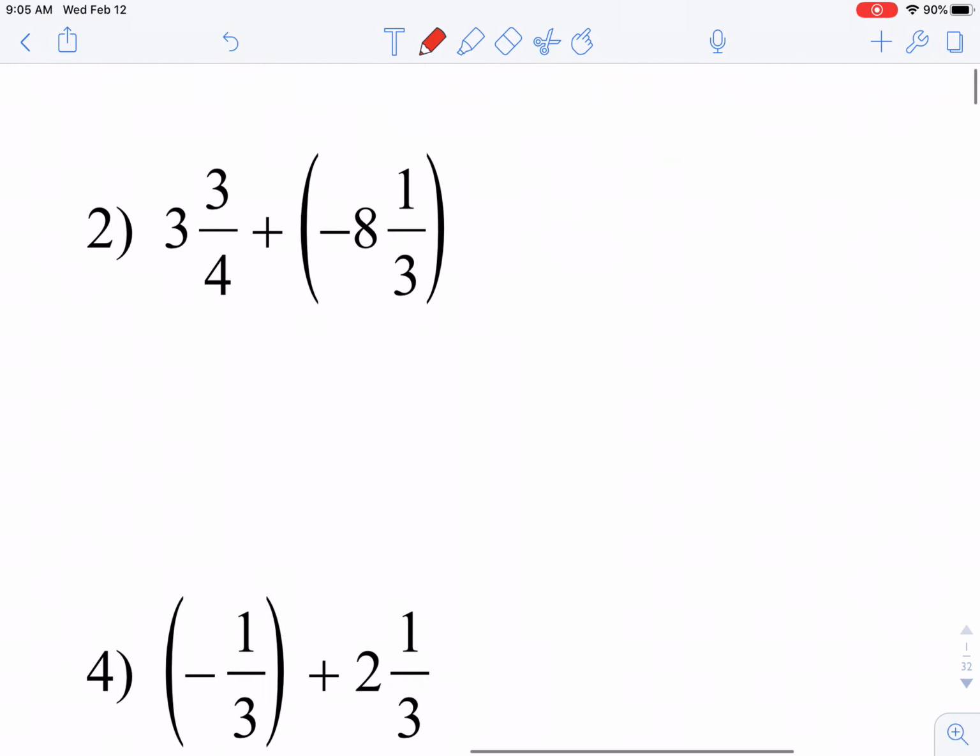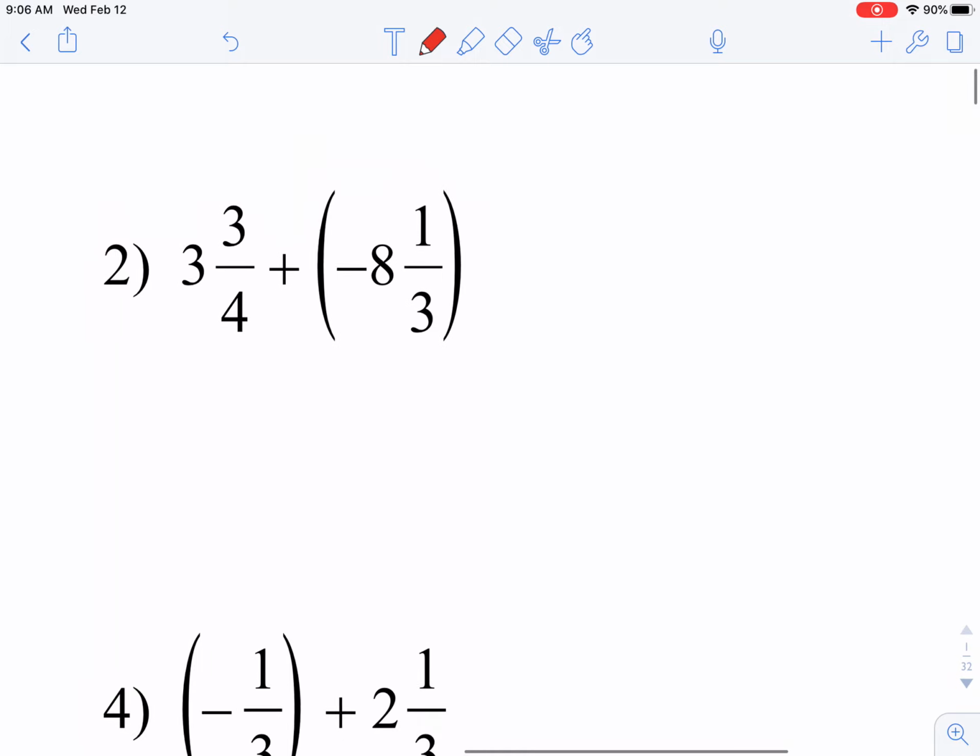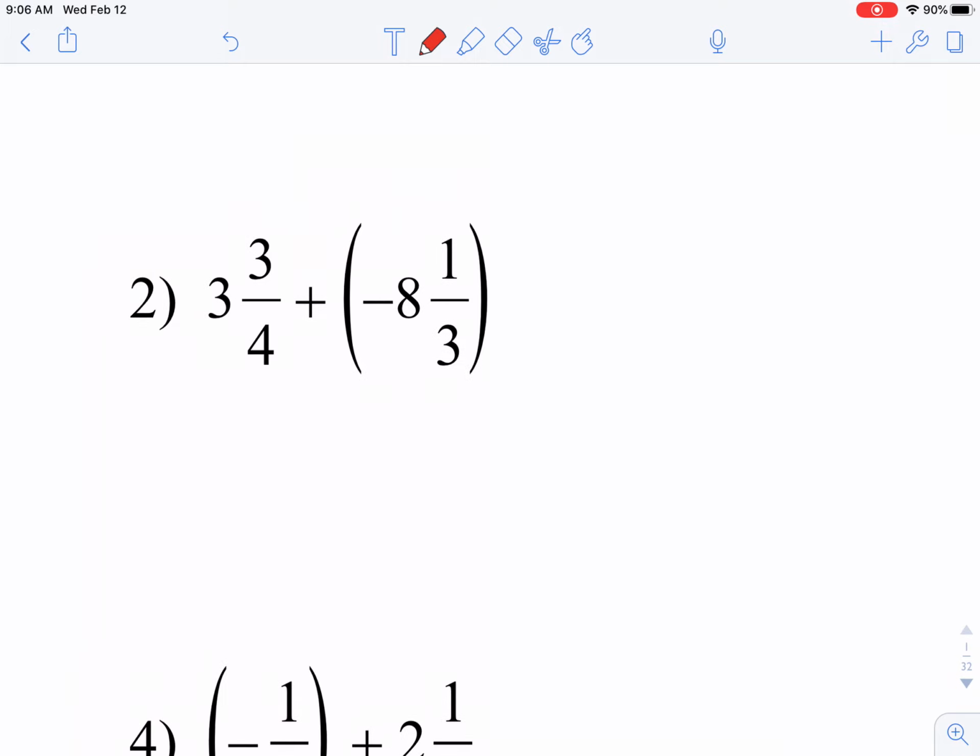Let's take a look at number 2. Again, I have mixed numbers, so the first thing I want to do is convert them to improper fractions. So to do that, I'm going to do 4 times 3 plus 3. So 12, 15 over 4. And then we want to change 8 and 1/3. 3 times 8 is 24, plus 1 is 25, and it stays over 3.